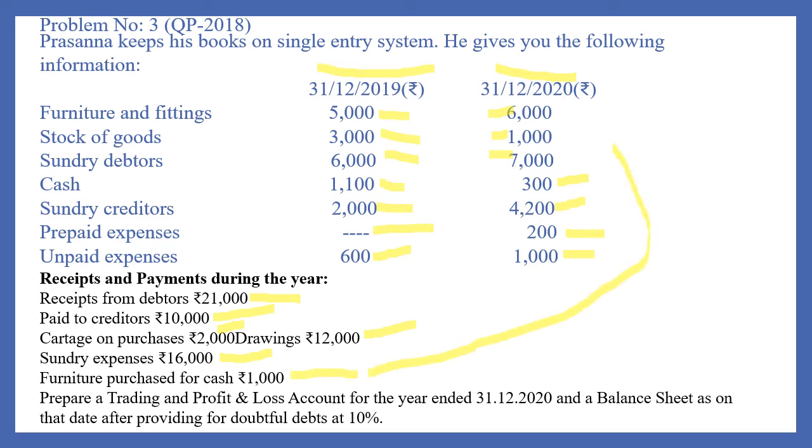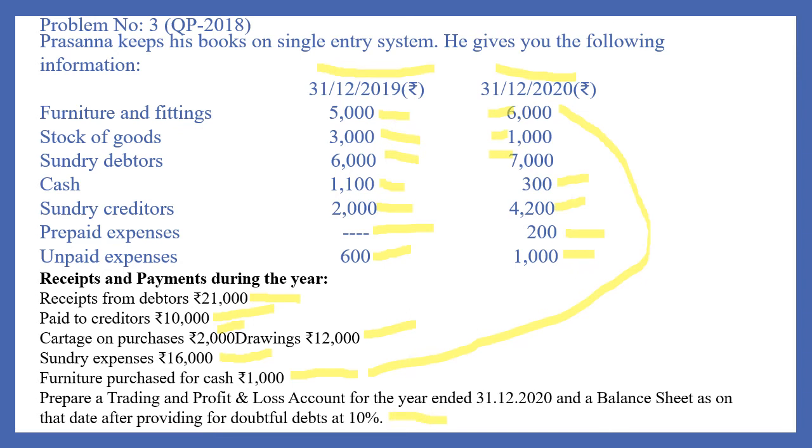Because of this, furniture 1,000 increased. Then prepare a trading profit and loss account for the year ended 31st/12/2020 and a balance sheet as on that date after providing for doubtful debts 10%. There is one adjustment, doubtful debts 10% to be calculated on debtors.